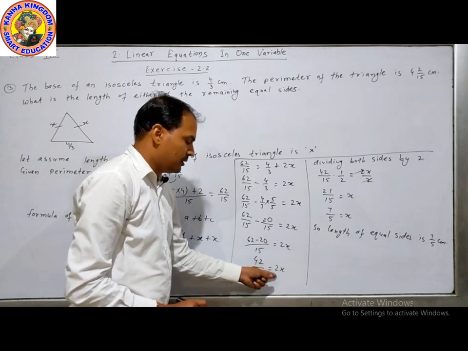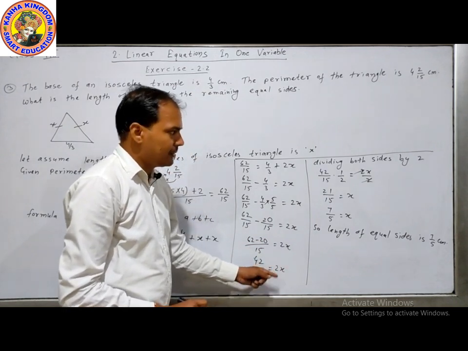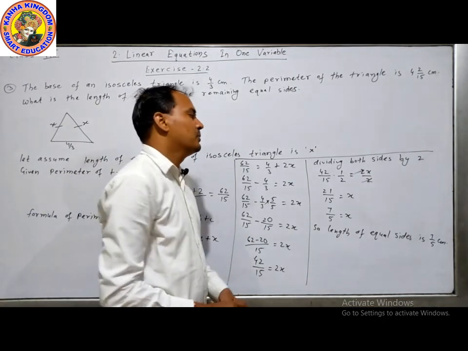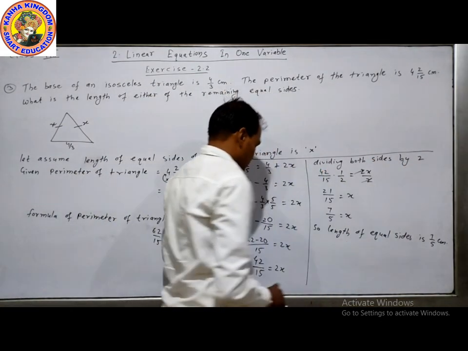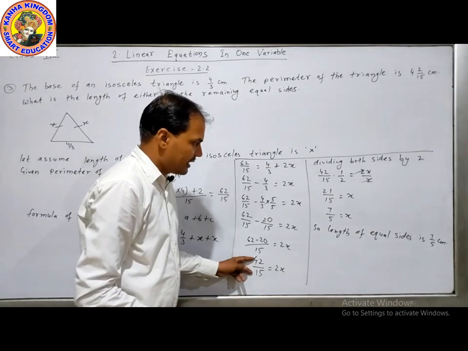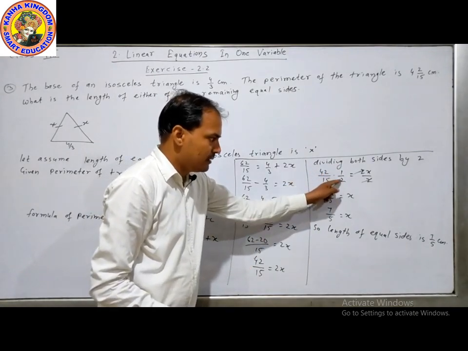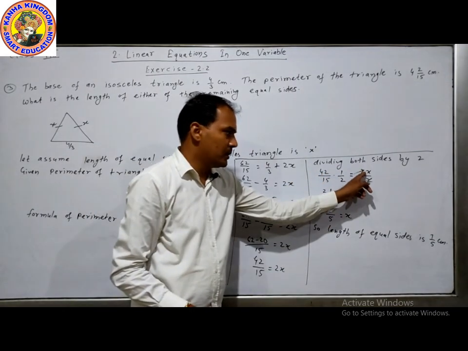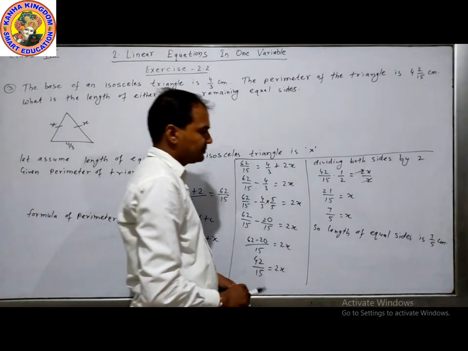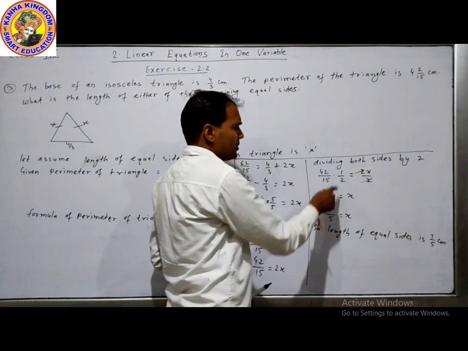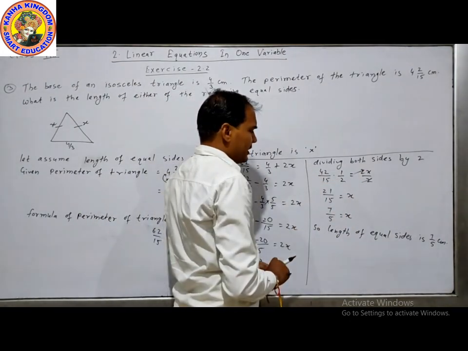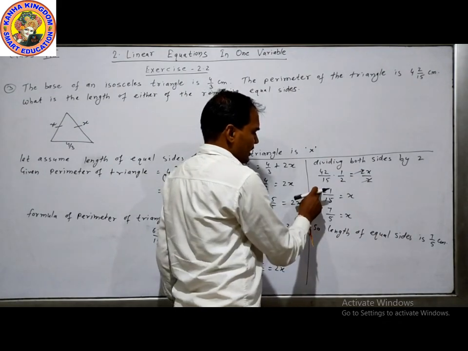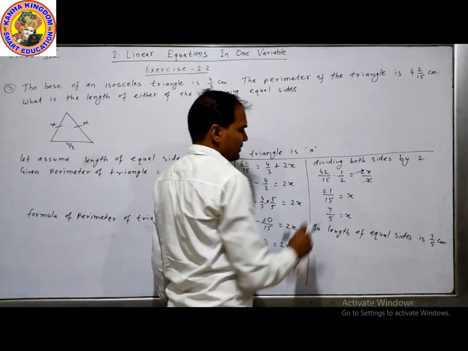Now we have to remove this 2. This is multiplied by 2, so we divide by 2. Dividing both sides by 2. First the left hand side, divide by 2. Right hand side is 2x, divide by 2. This 2 and 2 cancel out. This 2 will divide 42. Answer is 21. 21 by 15.